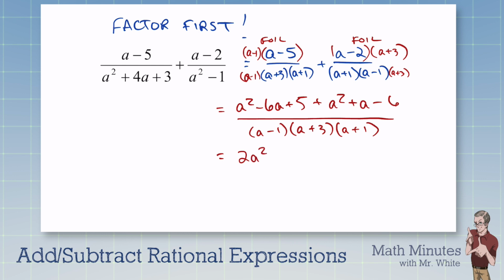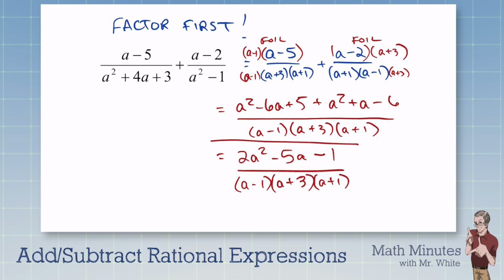2a squared minus 5a minus 1 all over the common denominator. Again, don't bother multiplying this out. And we get our final answer here because, you know what, I tried earlier to factor this and it does not factor. So that means there's nothing that can cancel, and that's just our answer.